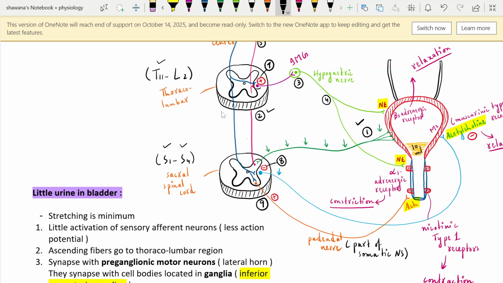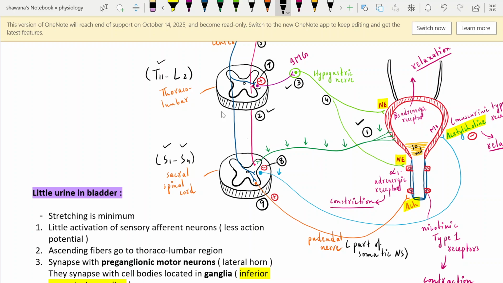And what's present in the lateral horn? They will synapse with the preganglionic motor neurons. Saying preganglionic implies that a ganglion is present after, right? So these are preganglionic motor neurons present in the lateral horn of the spinal cord in the thoracolumbar region. And the third thing is that these fibers will synapse with a particular ganglion. To be more specific, it's the inferior mesenteric ganglion.